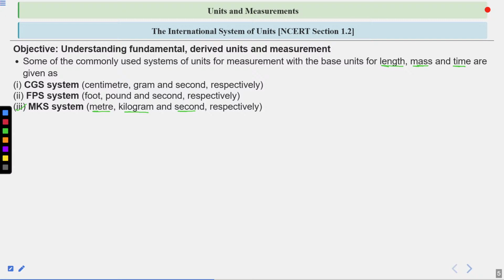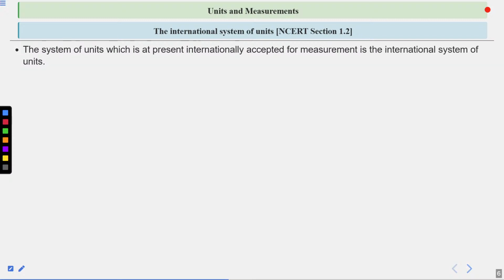There is one more system, known as the SI system, or we can say the International System of Units. So here the question arises: what is the International System of Units? The system of units which is at present internationally accepted for measurement is called the International System of Units, or SI unit.